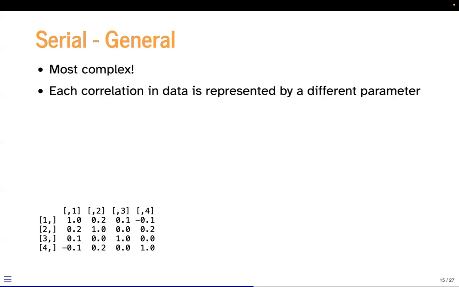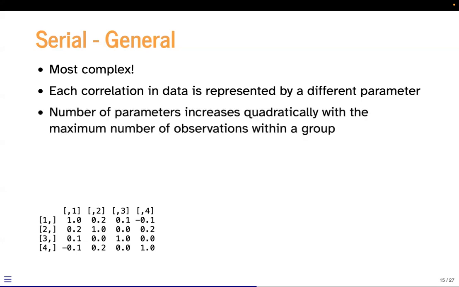So it is the most complex, where the correlation between any two pairs of data or residuals could be a different parameter, because we're letting the model calculate that many parameters. And because we are being very liberal in how we handle this by calculating any number of parameters needed, the number of parameters increases quadratically with the maximum number of observations within a group. So the more observations you have in this group, the more harvest times you have here, the more parameters it is going to allow it to calculate as well.